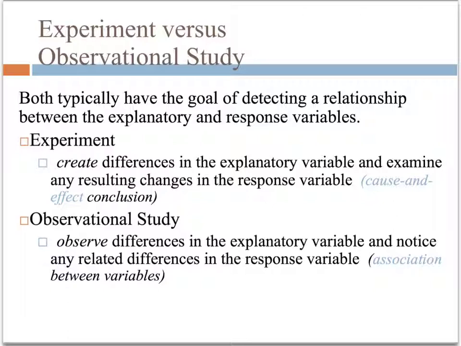Observational studies, on the other hand, just observe the differences, notice any related differences, and they're looking for an association between the variables.